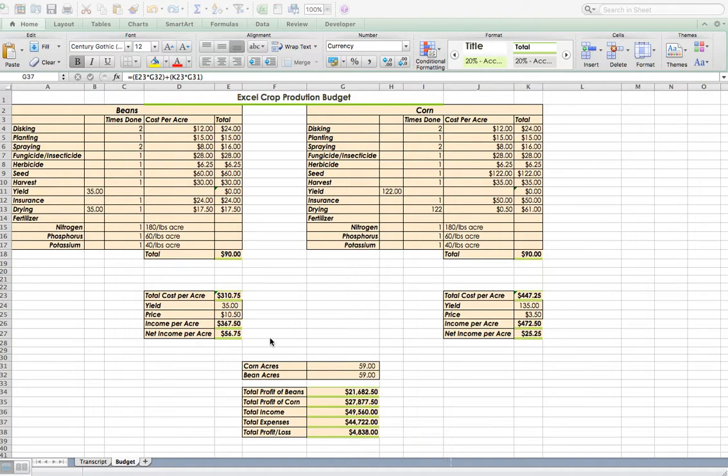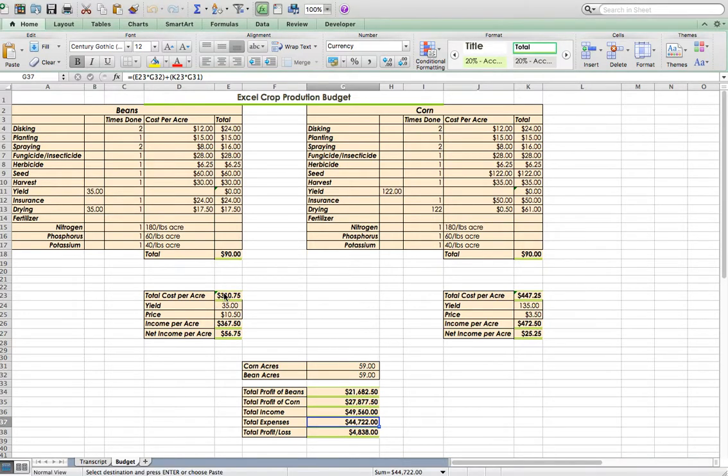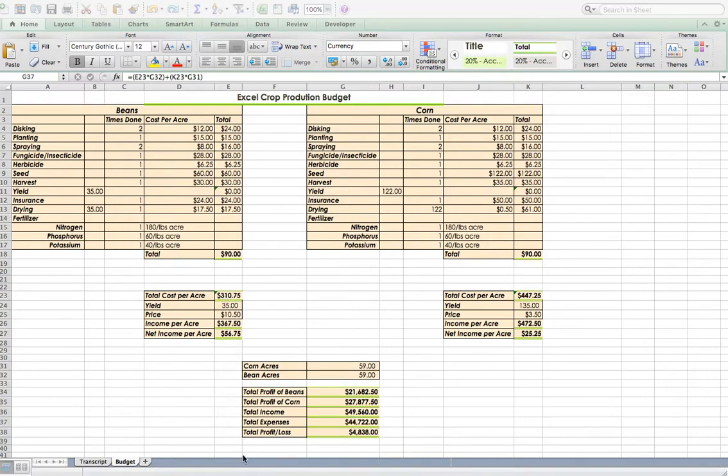Do this by using the sum function for the total column, which is E4 through E18. Then that'll get you 310.75. Then we can use the same function for corn, except this one will be K3 through K18.